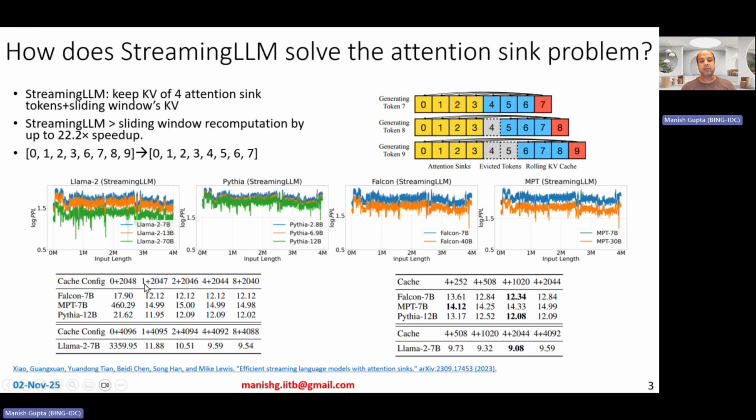Using 0 tokens, 1 token, basically how many sync tokens do you use, right? As you can observe, if you just use 0 sync tokens, that's basically like window attention, and you observe that the perplexity values are pretty high. With one sync token, the perplexity reduces significantly, but it's not really saturated. If you use two, it decreases further in some cases. And if you use four, at least for Llama 2 7 billion, you observe that with four attention sync tokens, the perplexity has saturated. That is why they propose that you must use 4 attention sync tokens, and that's good enough.